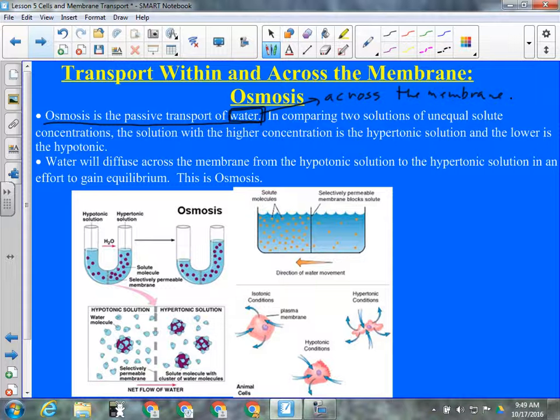All right, so osmosis is the transport of water across the membrane to balance salt concentrations. That's what osmosis does. It doesn't move the salt, it moves the water.